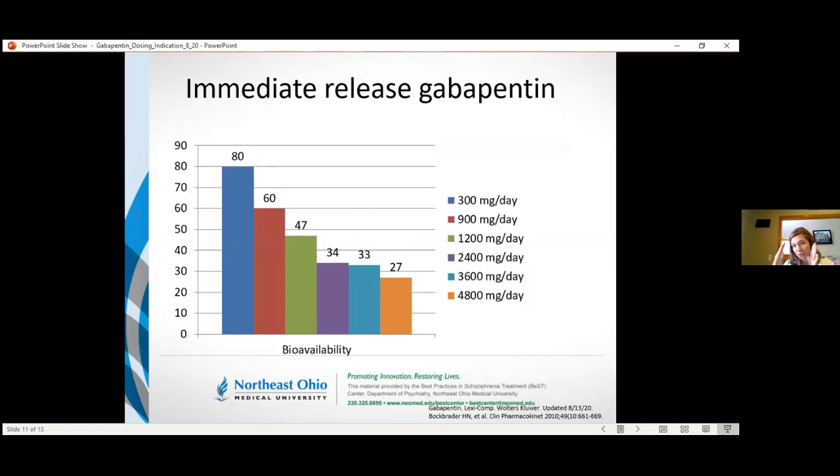So if we split it to more than 3 times a day, we might be able to get that number to go up a little bit, but there aren't consistent pharmacokinetic models that have done that to be able to say how much that will actually go up.